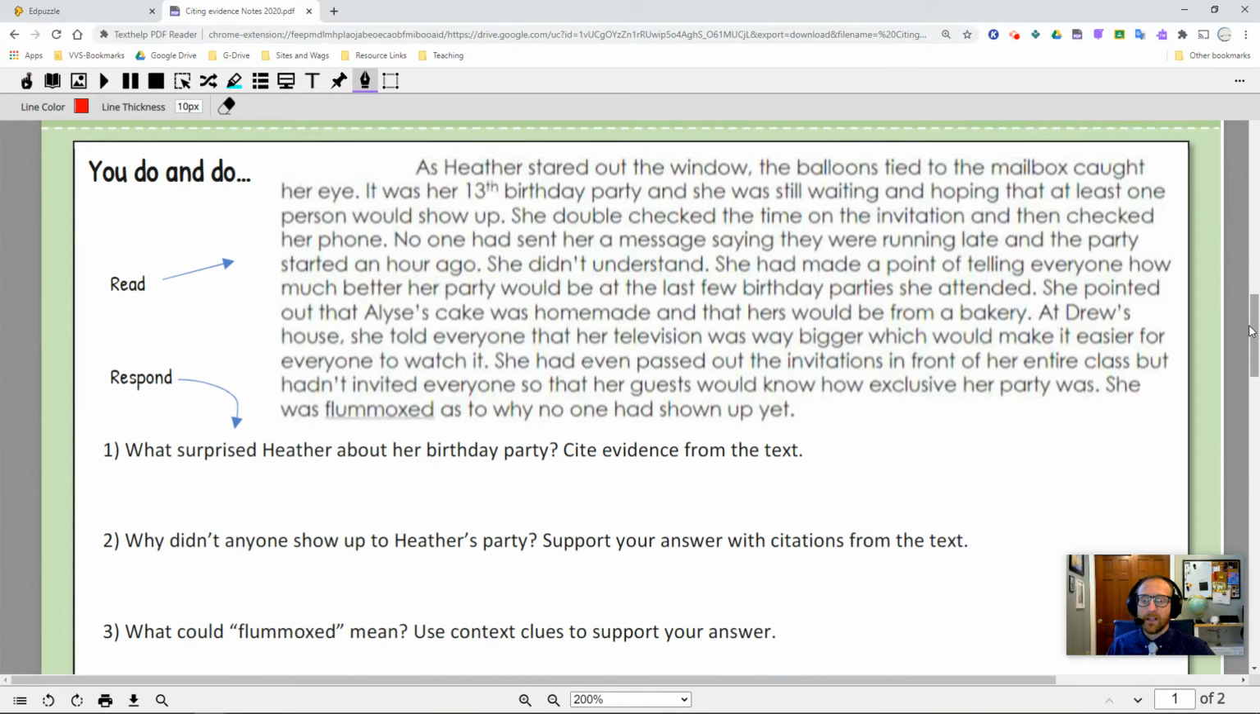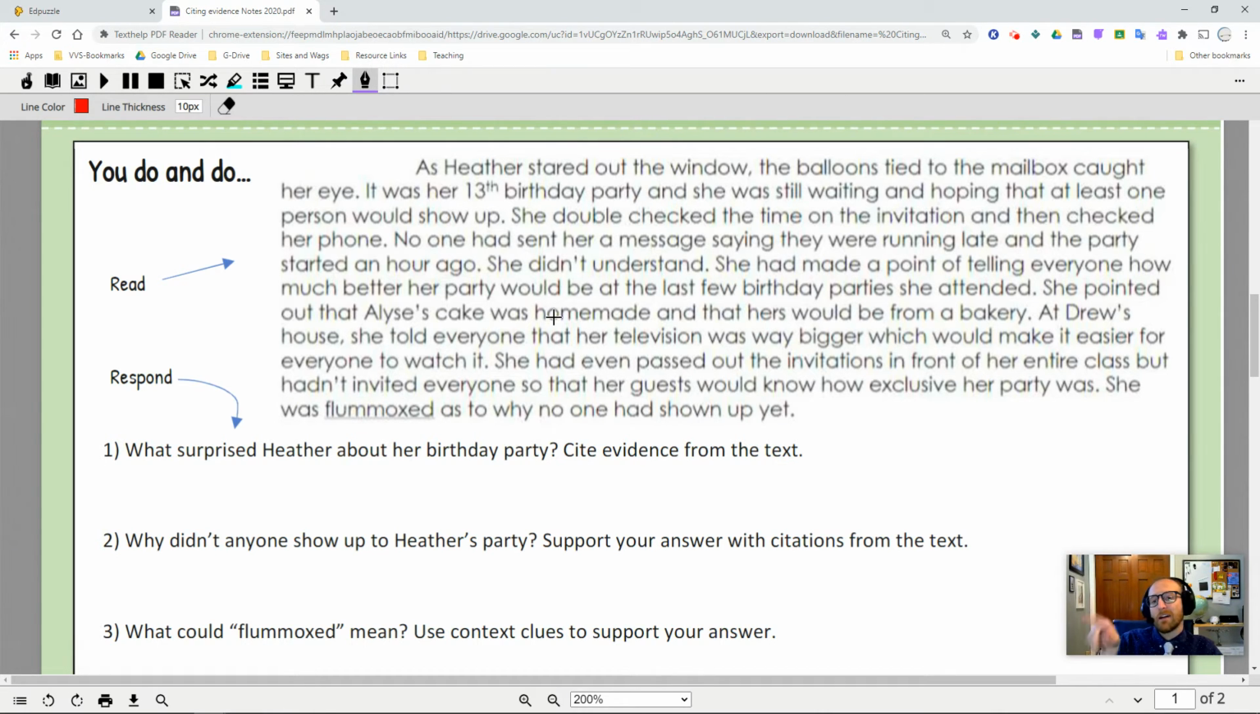As Heather stared out the window, the balloons tied to the mailbox caught her eye. It was her 13th birthday party, and she was still waiting and hoping that at least one person would show up. She double-checked the time on the invitation and then checked her phone. No one had sent her a message saying that they were running late, and the party started an hour ago. She didn't understand. She had made a point of telling everyone how much better her party would be than the last few birthday parties she attended.